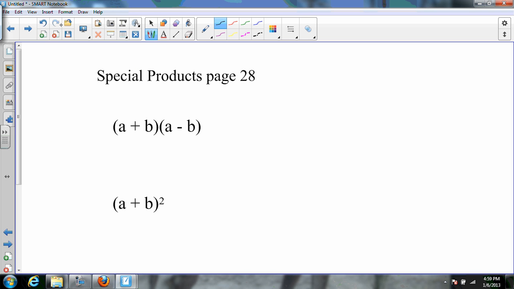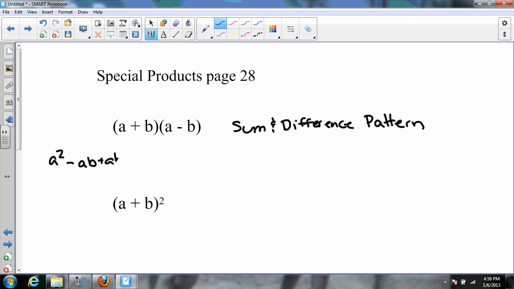There's many special products in multiplying polynomials. The first one is when you have a plus b times a minus b. This is called the sum and difference pattern. And if you were to use FOIL to multiply this out, you would get a squared minus ab plus ab minus b squared. The inside terms would end up canceling out, and you get a squared minus b squared.